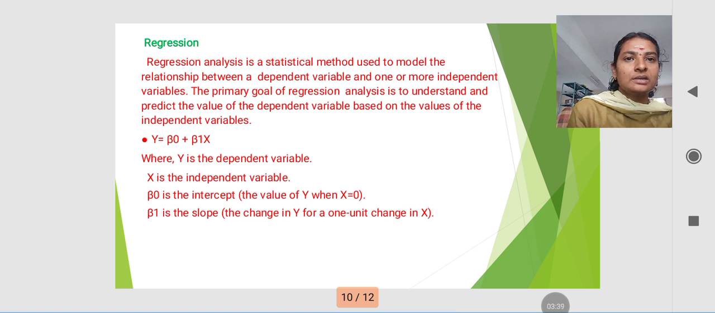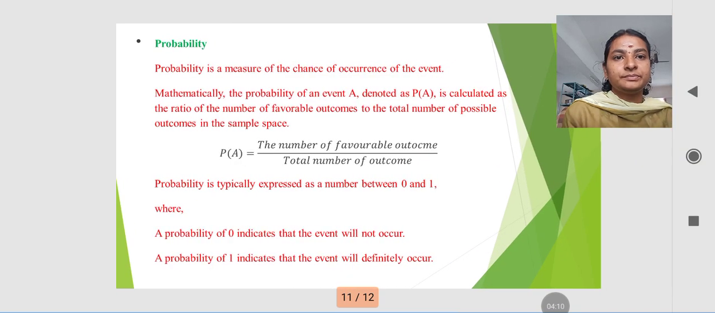Next is regression. Regression analysis is a statistical measure used to model the relationship between a dependent variable and one or more independent variables. The primary goal of regression analysis is to understand and predict the value of the dependent variable based on the value of the independent variable. Y equal to beta naught plus beta 1 into x. X is the independent variable, beta naught is the intercept, and beta 1 is the slope of the variable.